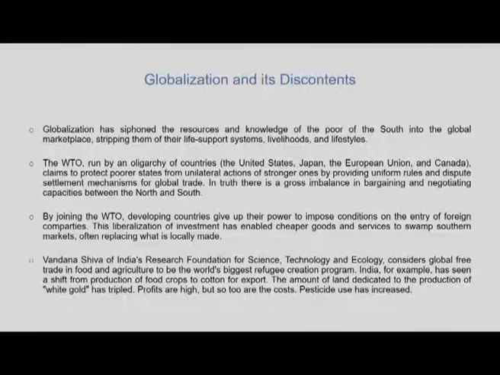One of the first things that were pointed out was that despite the WTO claim that globalization is natural, inevitable and evolutionary, and that it will bring about prosperity and growth to all members of the global community, the reality was found to be quite different. It was actually that globalization siphoned resources and knowledge of the poor of the South into the global marketplace, stripping them of their life support systems, livelihoods and lifestyles.